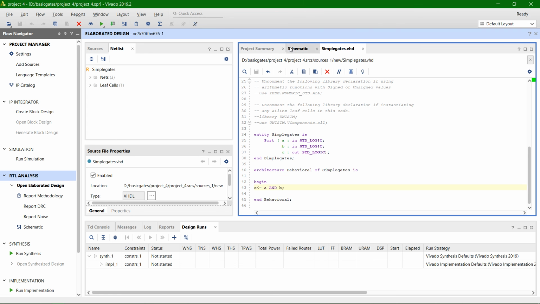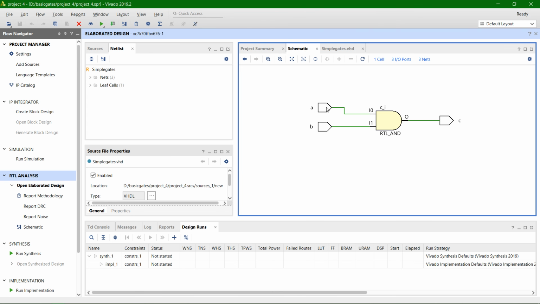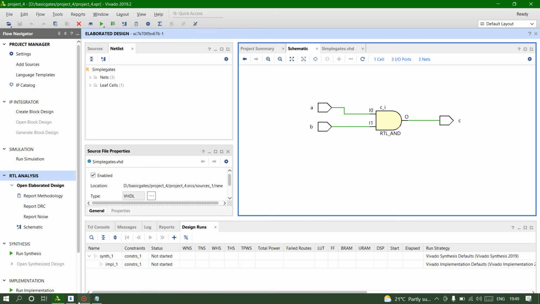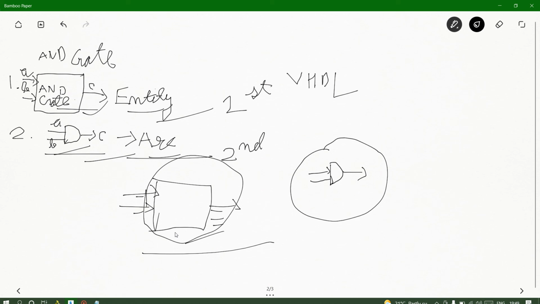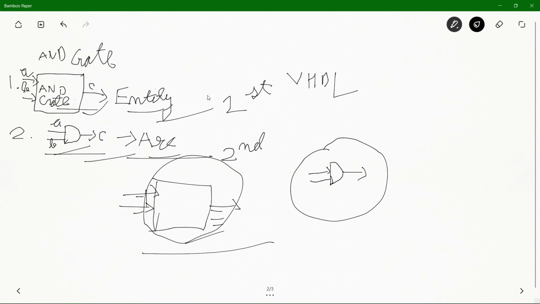You can see that my compiler has now understood what I actually wanted to do with the help of my A and B. So I think, guys, you have understood that for writing a VHDL program, there are two necessary basic steps that we need to understand so that we can easily do the programs. One is entity and the second is architecture.